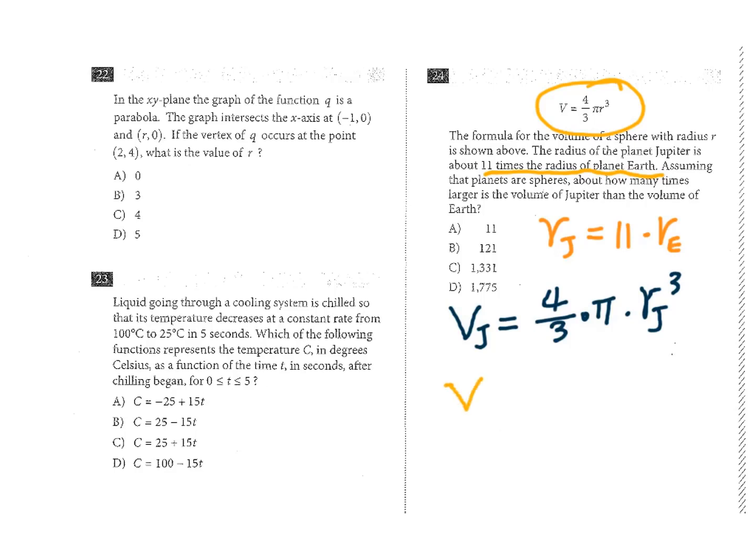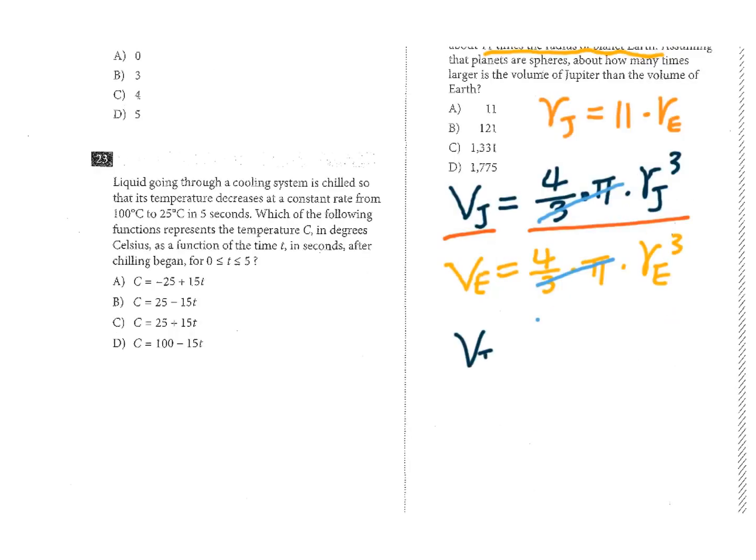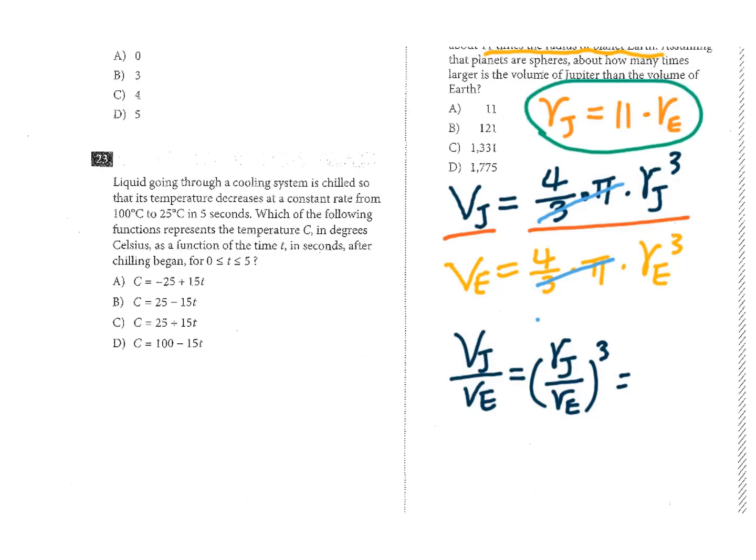Now the volume of Earth equals 4/3 times pi times the radius of Earth to the third power. Then we do division on both sides. Reduce these, you will get volume of Jupiter over volume of Earth equals radius of Jupiter over radius of Earth to the third power. From the given information, we know this is 11 to the third power. That is 1331. So C will be the answer.